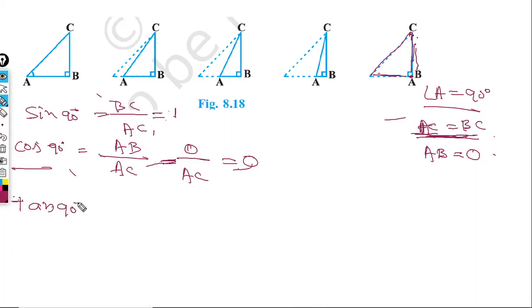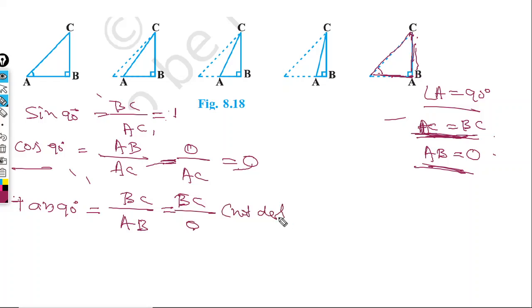tan 90 degree. Look at it again. Tan 90 means opposite side divided by adjacent side, so BC divided by AB. BC has some length, but AB length is 0, so you write BC divided by 0. Anything divided by 0 is not defined. So tan 90 cannot be defined.